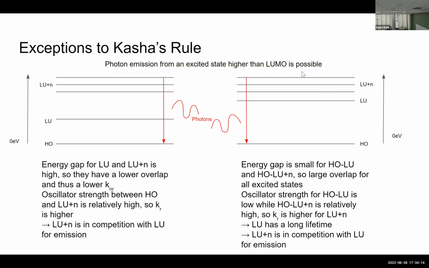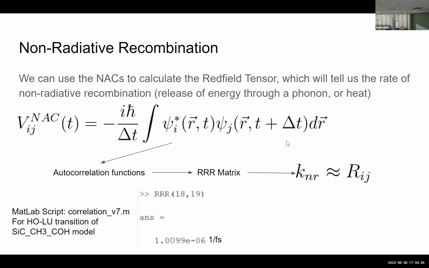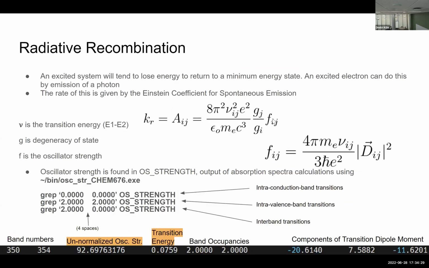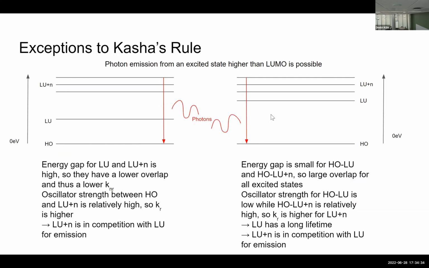So if you put a photon up to this higher excited state, and LUMO is going to have a relatively low oscillator strength connection to HOMO, the KR is going to be low because its oscillator strength will be low. So then we will be about just as likely to see a transition from HOMO to LUMO releasing a photon, as well as a higher LUMO state releasing a photon.